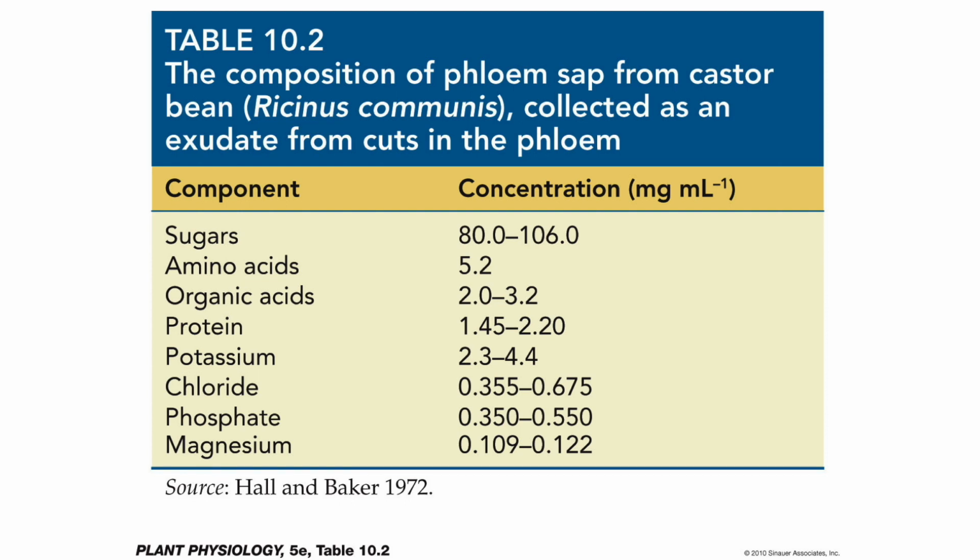Next are organic acids at 2 milligrams per milliliter, proteins at about the same concentration, potassium between 2 and 4 milligrams per milliliter, and chloride and phosphate and magnesium are even lower. There are other substances such as hormones and RNA, or particularly messenger RNA, that can also be transported in the phloem and are used in signaling in the plant, as we will discuss later.